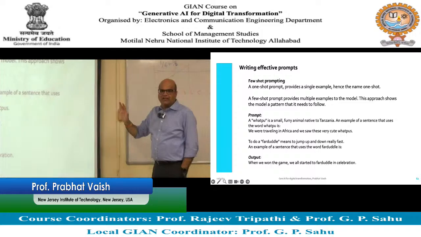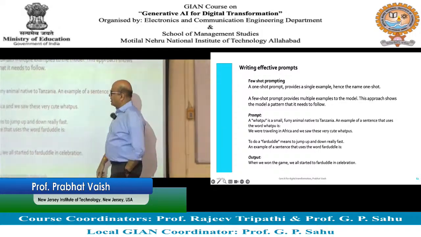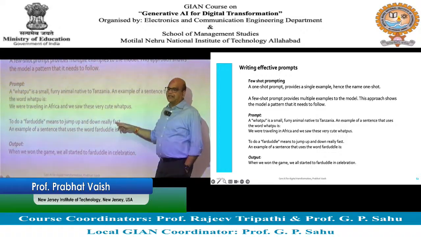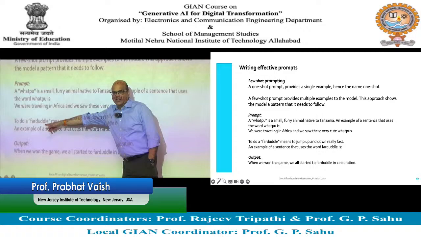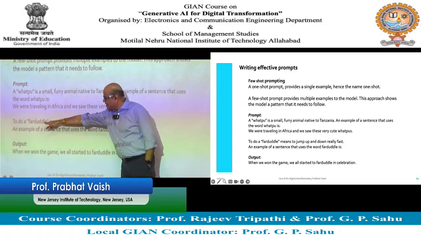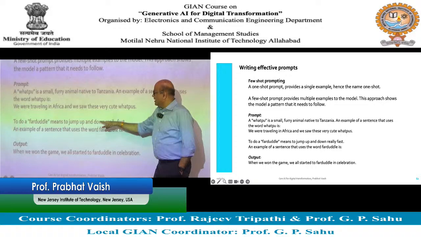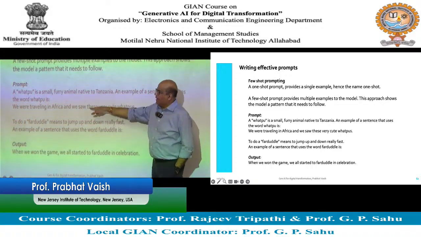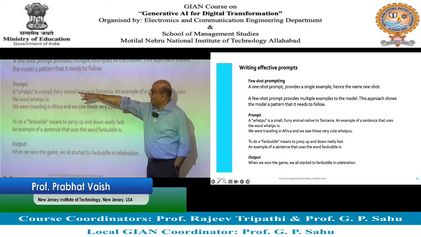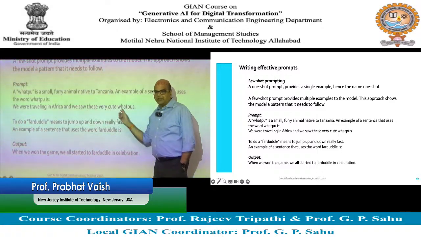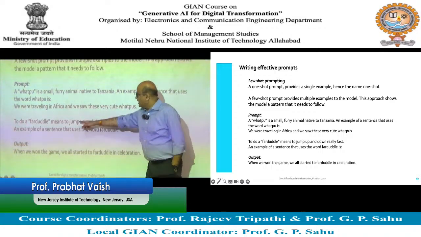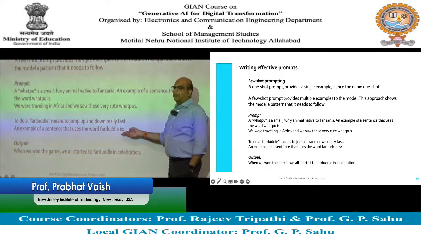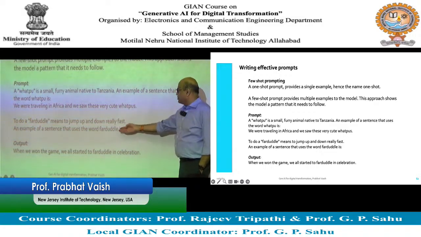Now, how do you know that it has learned? Now you made up another word. To do a fardiddle means to jump up and down really fast. This word doesn't exist in the English language. If the model can use this word correctly in a sentence, given your definition, that means it has learned from this example how to take a make-believe word and use it in a proper sentence. So you say that to do a fardiddle means to jump up and down really fast, and then prompt it to give an example of a sentence that uses this word.